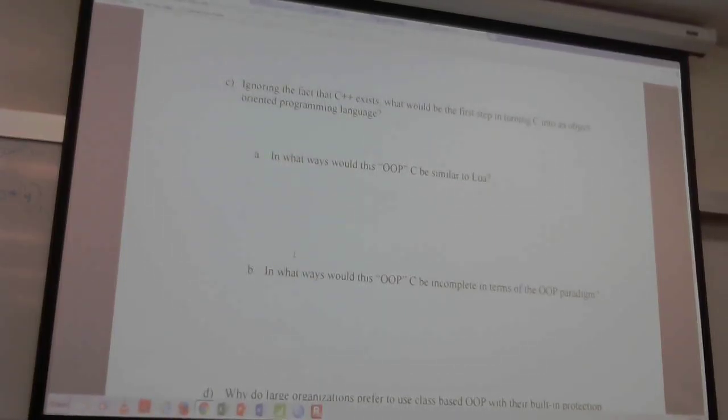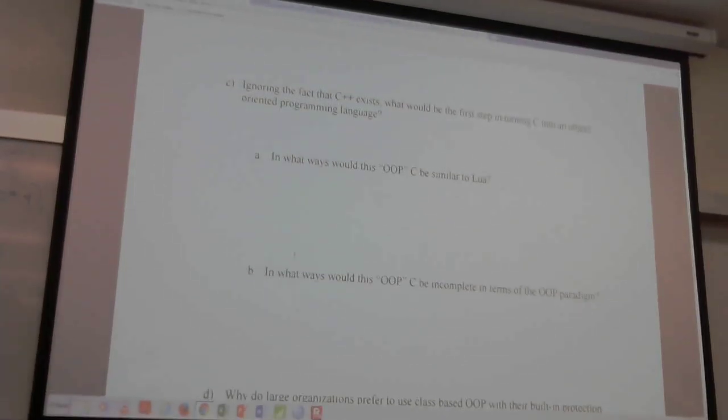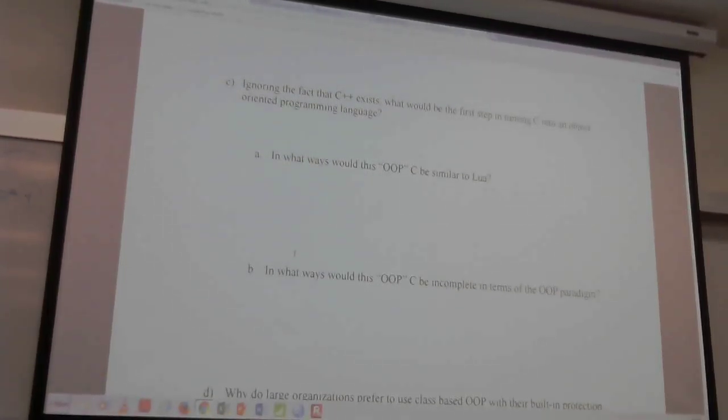In what ways would it be incomplete? We don't have inheritance, we don't have polymorphism, we don't have those other parts. In Lua, we can do the same thing, but we get inheritance and polymorphism through the metatable functionality, which we don't have in C. So if you ask how you would do this, you'd have to say, well, let's get structs and some form of metatable functionality. Then you can do object-oriented programming.